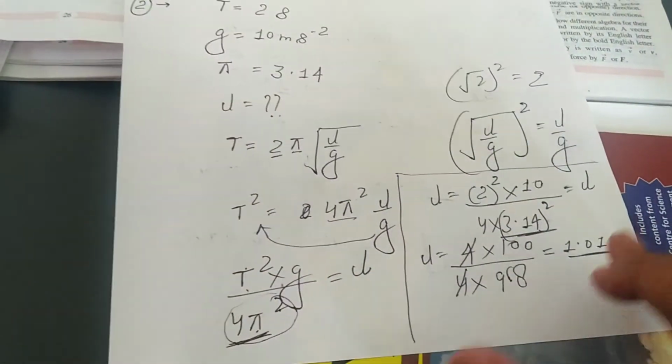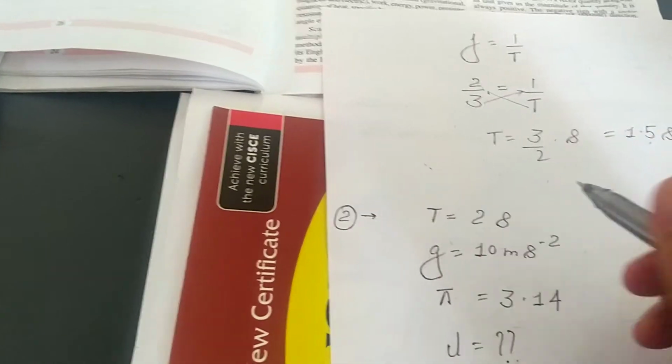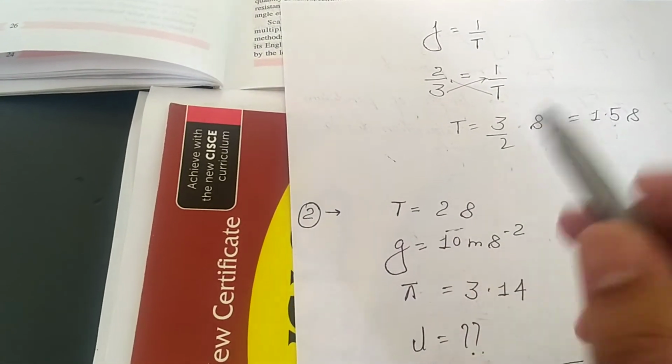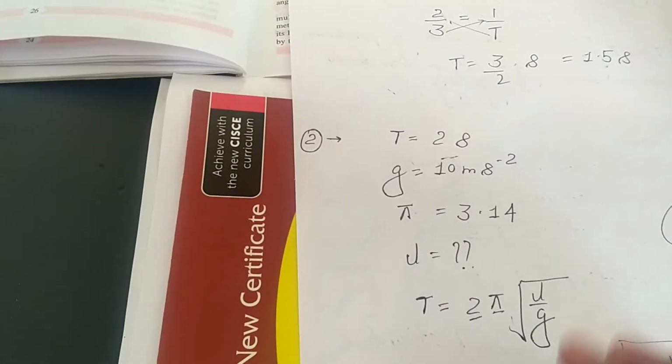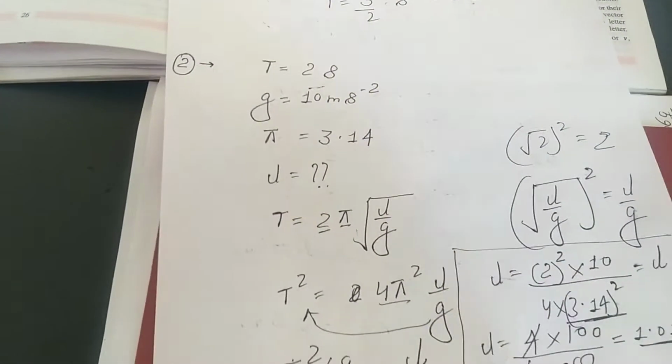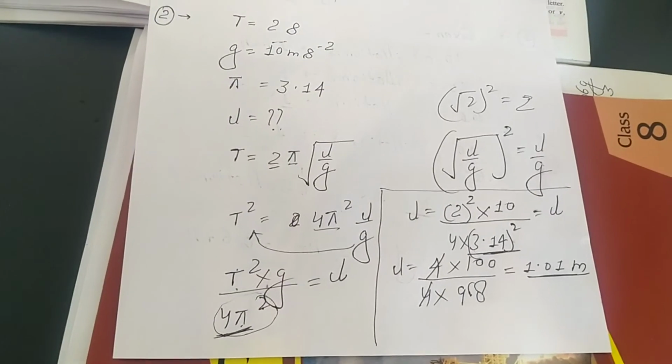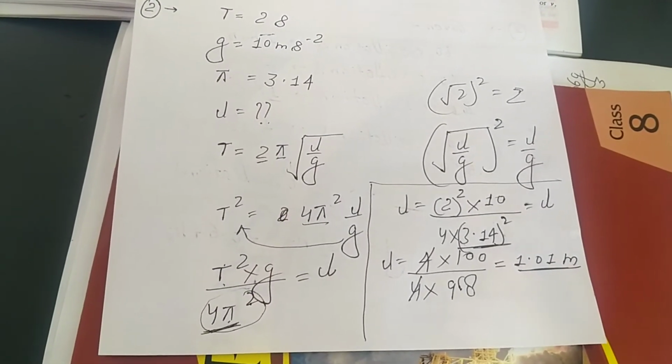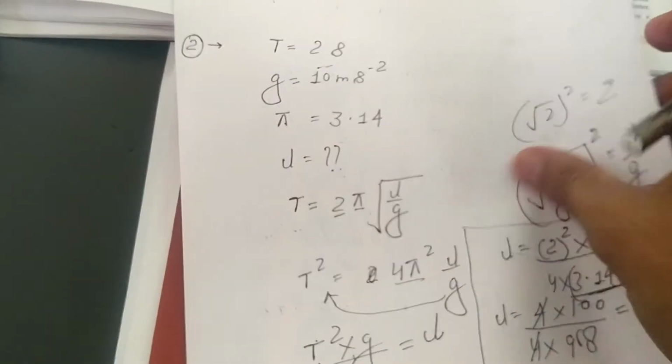So why was the time period taken as 2 seconds? Because it is a seconds pendulum. For a seconds pendulum, the time period of oscillation is 2 seconds. So that was this question. One more I'll do, I'll just show it to you once so that you can have a look. Now one more quickly I'll do, and then you can practice others from your book.